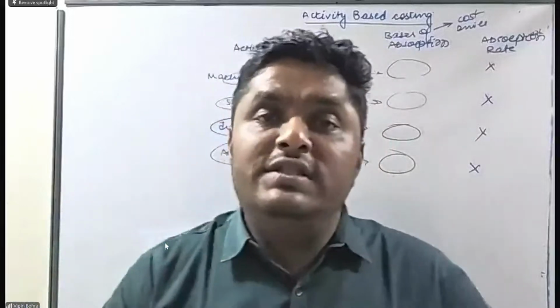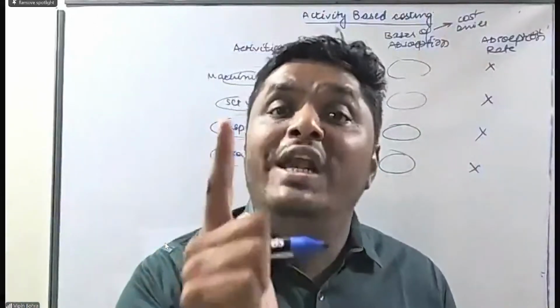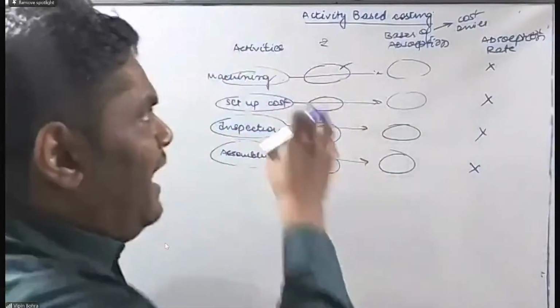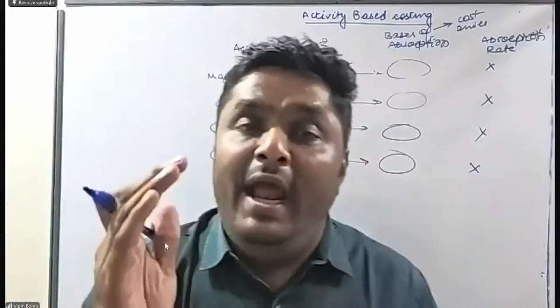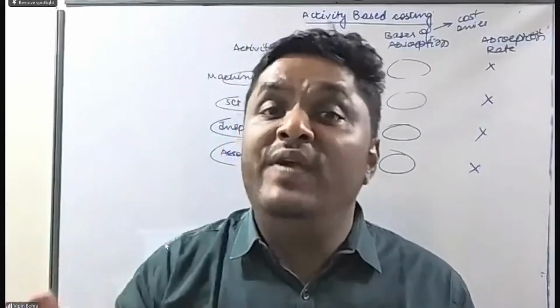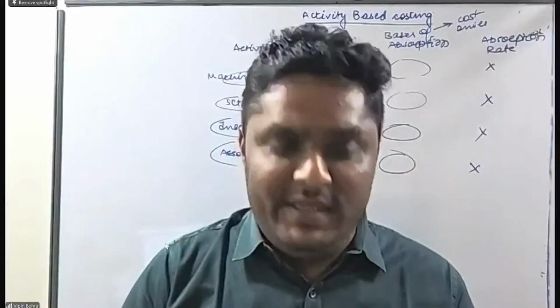In traditional costing, or in overheads, what we used to do was total overhead divided by only one basis of absorption. But activity based costing says that identify the various activities, and for every activity there will be a separate basis of absorption. We call it as cost driver. So this is all about the concept of activity based costing.